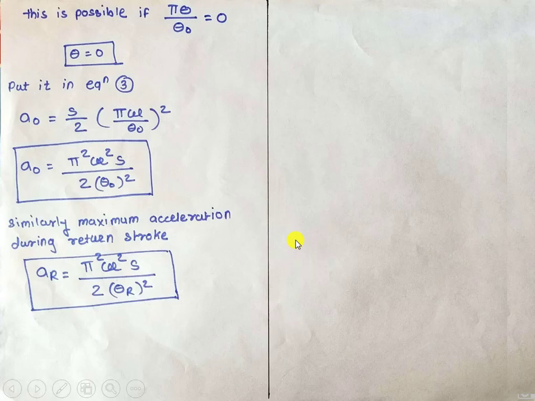So in today's video we have learned uniform velocity motion and simple harmonic motion. In the next lecture we will learn the uniform acceleration and retardation motion and cycloidal motion.